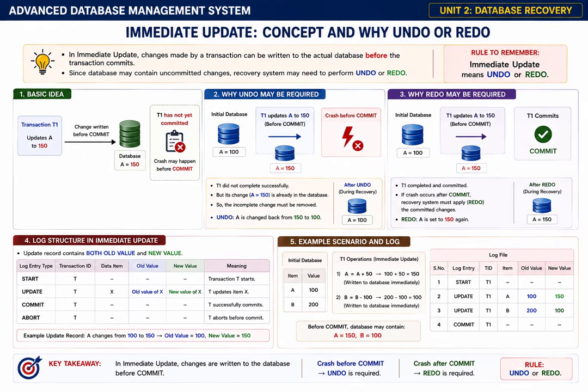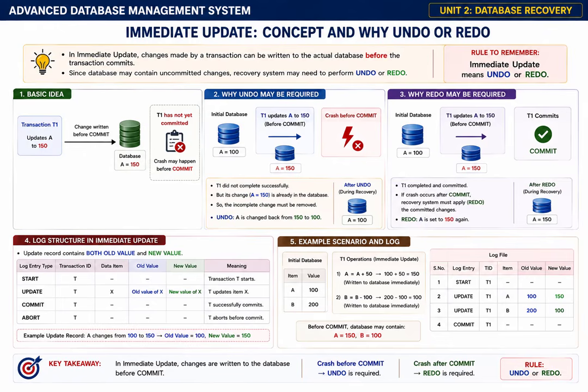Now, let us move to the second important recovery technique, immediate update. The basic difference is very simple. In immediate update, the changes made by a transaction can be written to the actual database before the transaction commits. And this one difference changes the recovery process significantly. Because the database may already contain changes made by a transaction that has not yet committed, the recovery system has to be prepared for both possibilities. It may need to perform undo, or it may need to perform redo. So remember this rule. Immediate update means undo or redo.